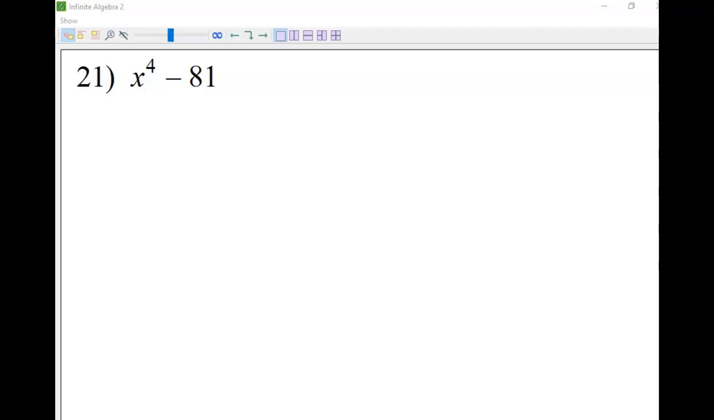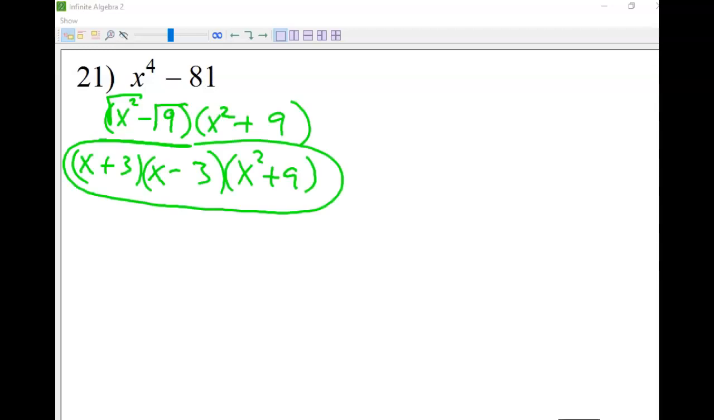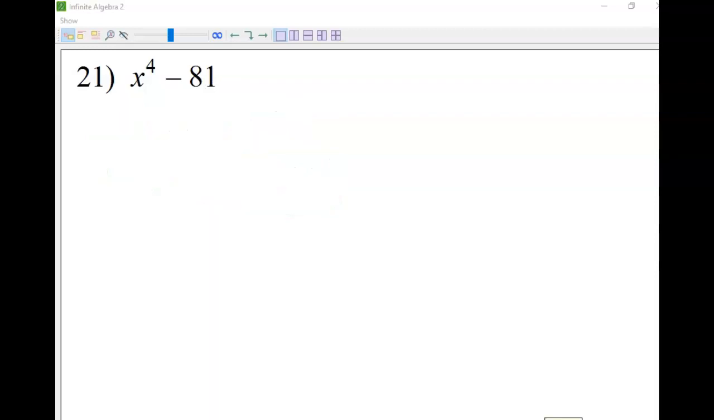Is it x squared minus 9, x squared plus 9? That was the first step. Did you miss the rest of it? Yeah. So then you do it again to this one. Oh yeah. Okay. Okay, let's move on to another one.